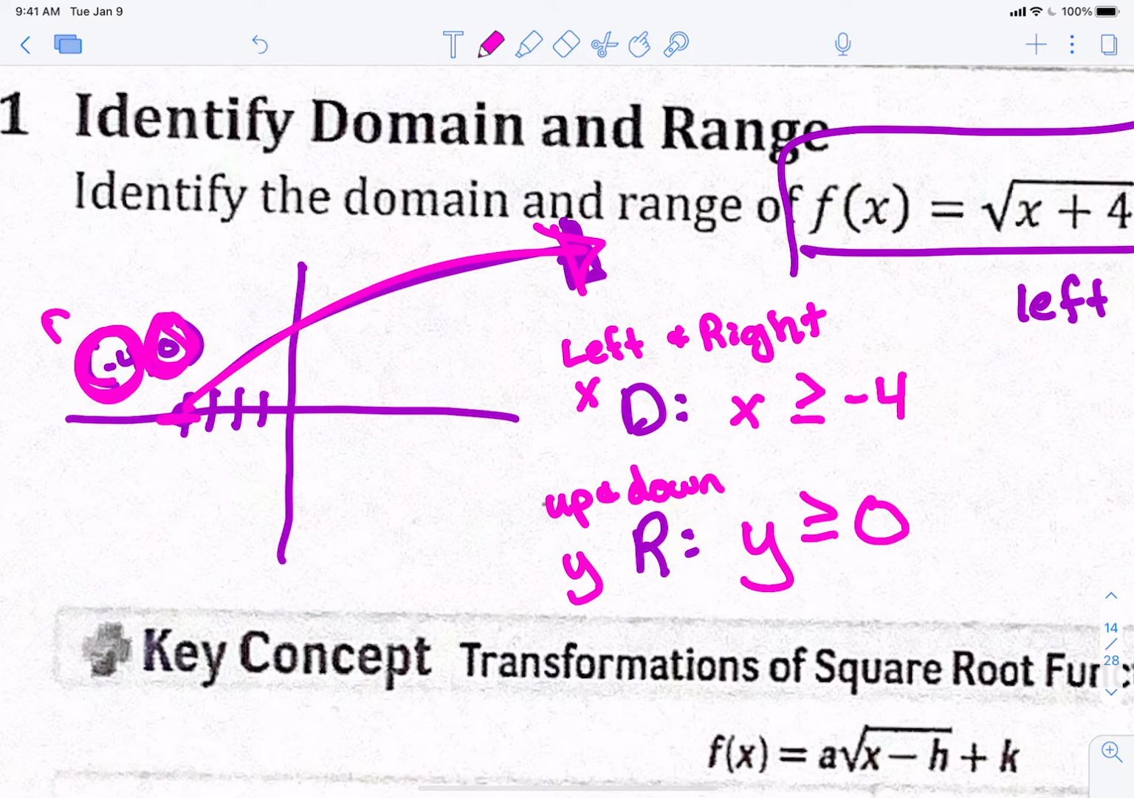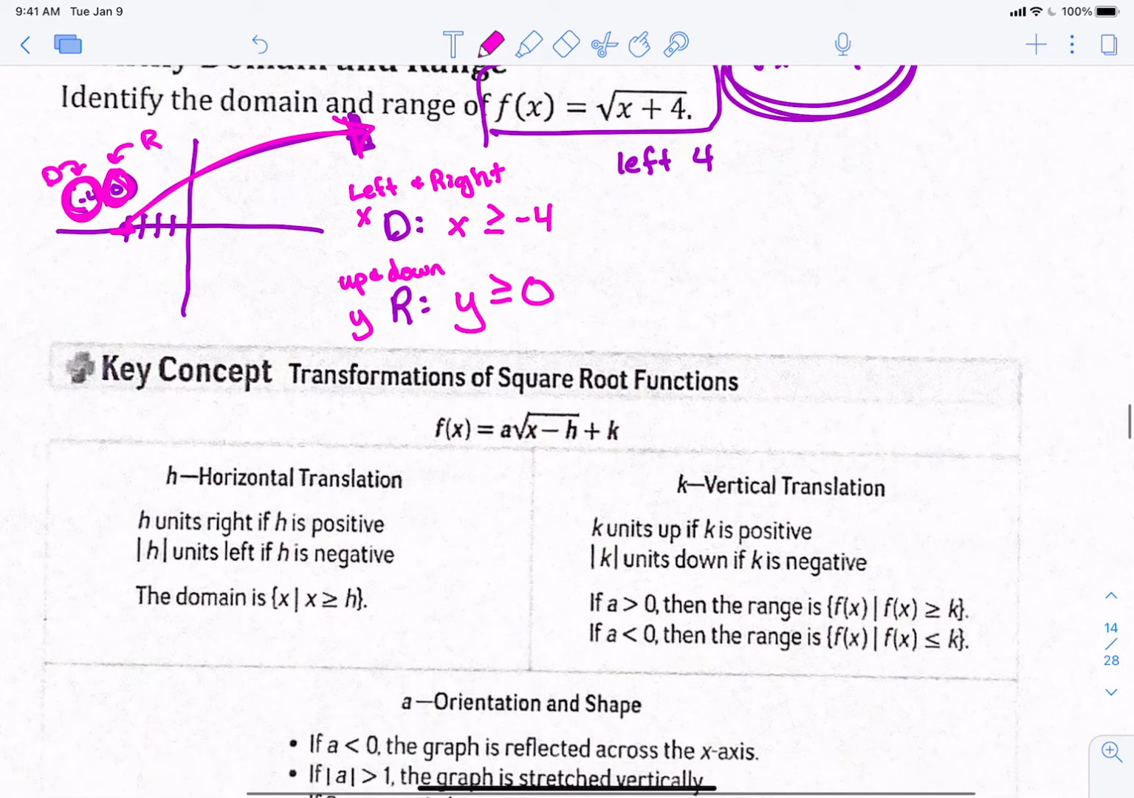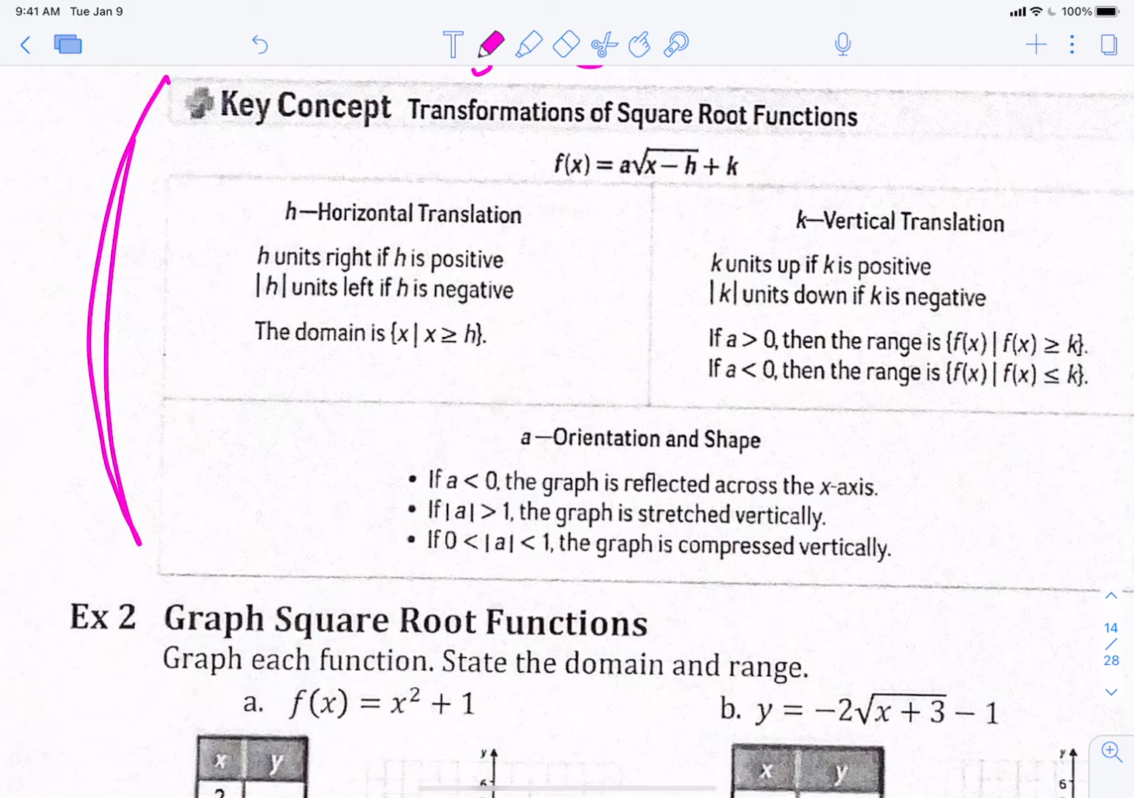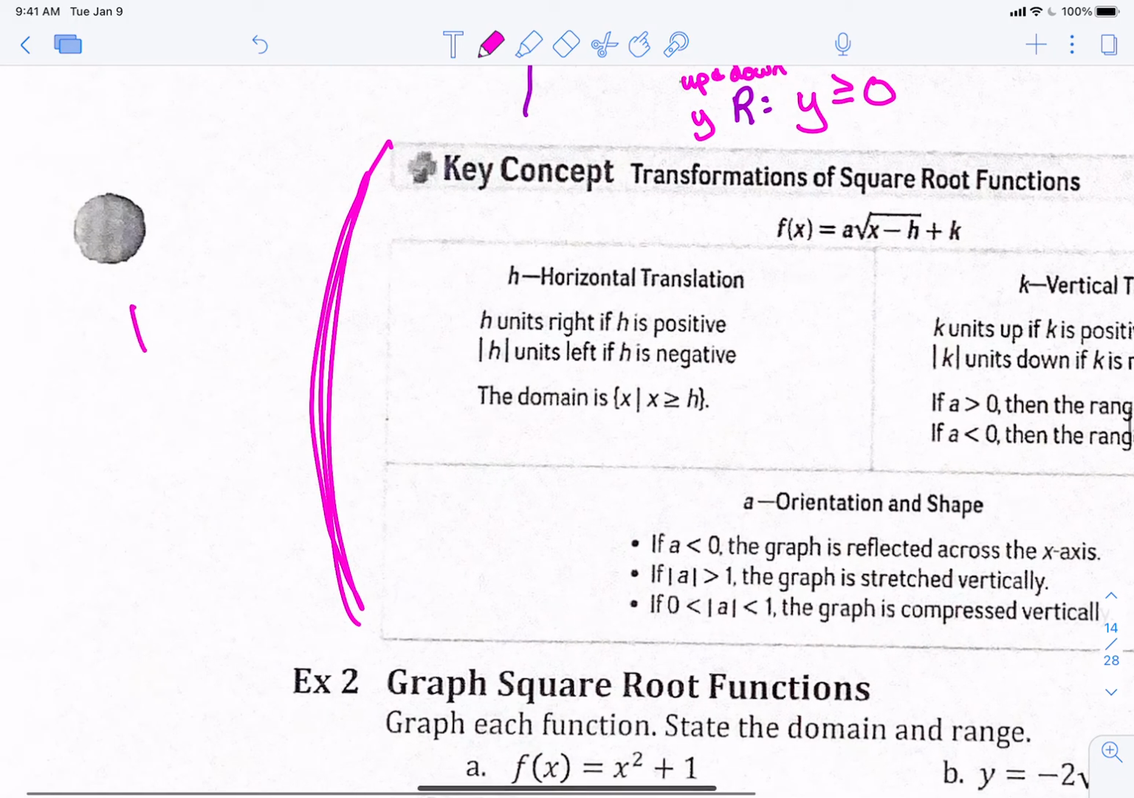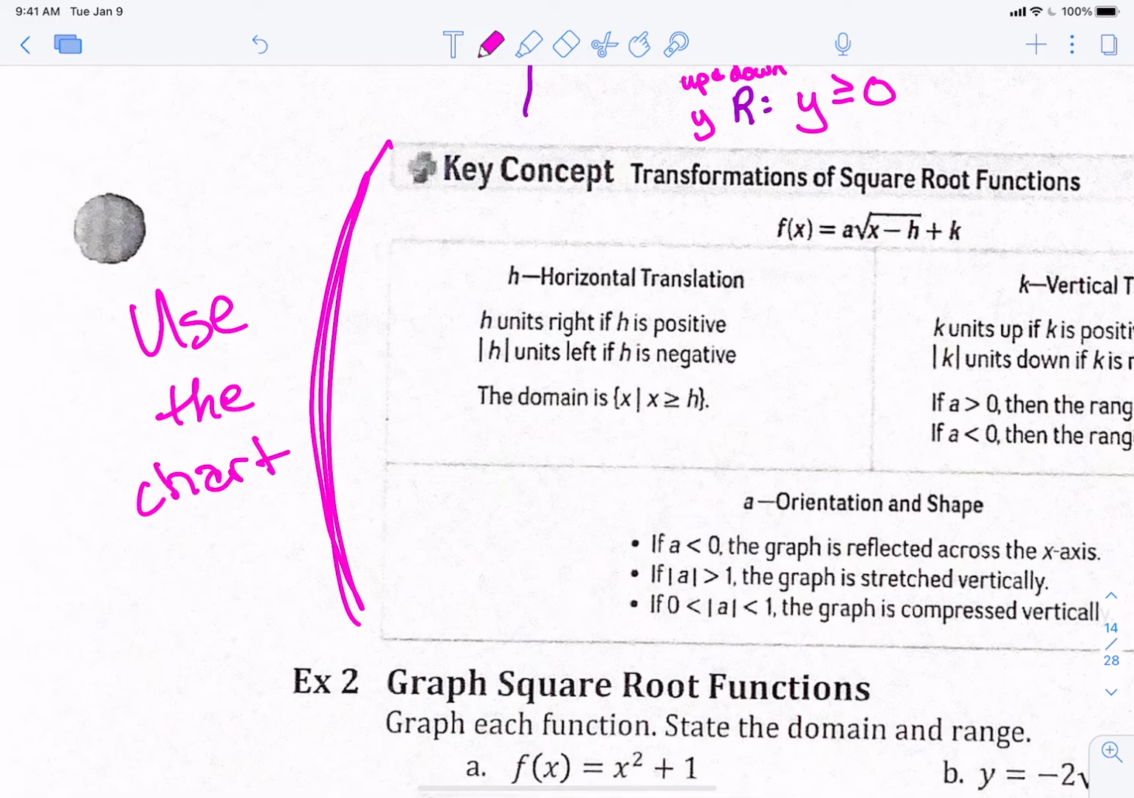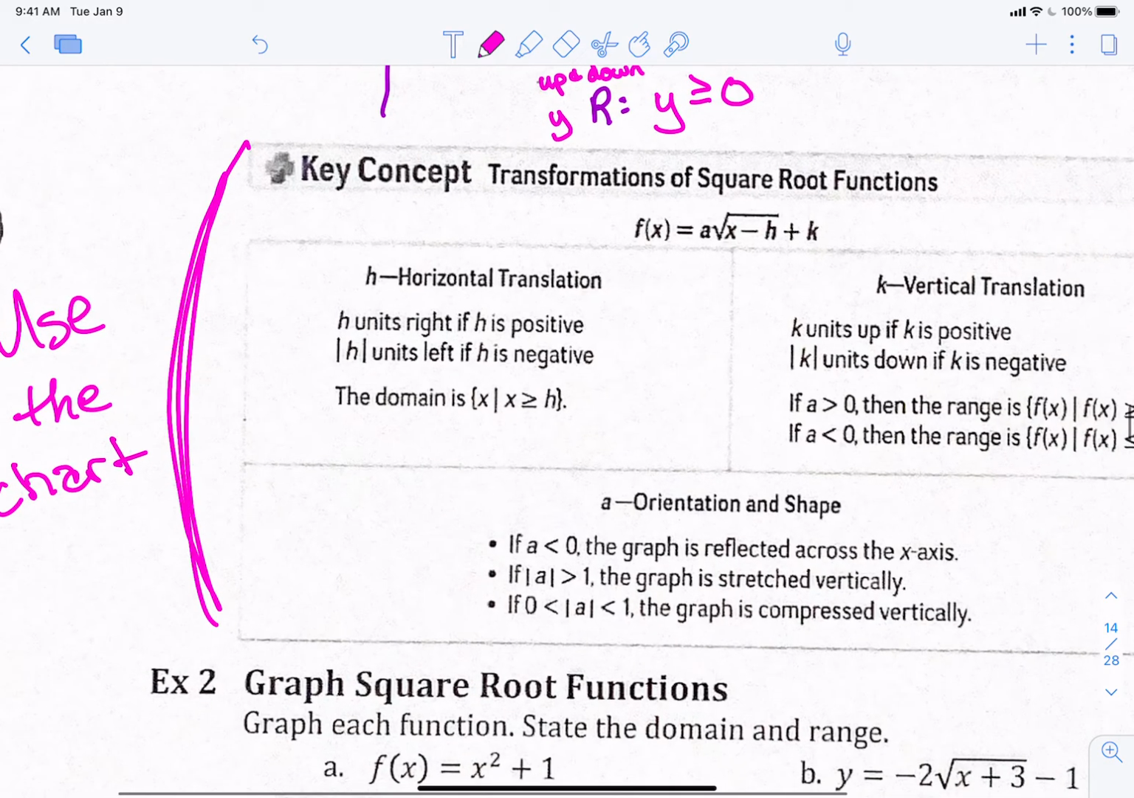Okay, so your domain is going to be associated with that point. Your range is going to be associated with this point, right? Domain, range, highest, lowest point that he goes, right? Good? Okay, this box right here, I'm going to say use the chart, because this box has everything in it that we already talked about on the chart. It's talking about horizontal translation, vertical translation, all that good stuff.